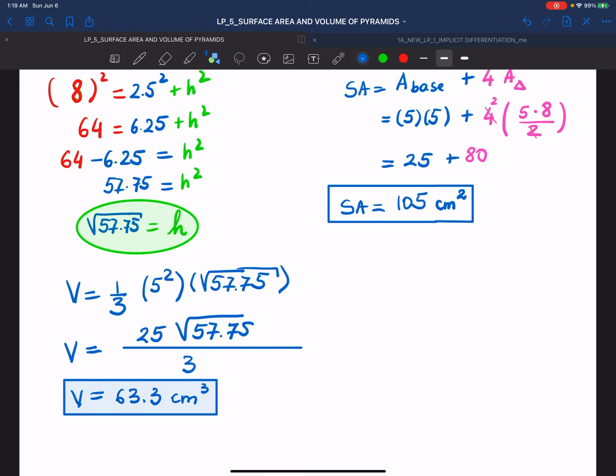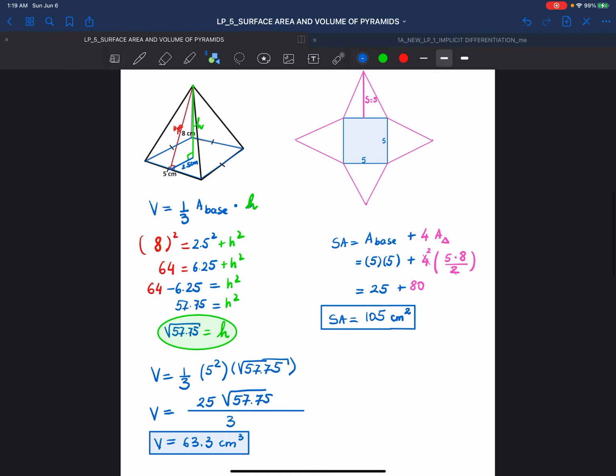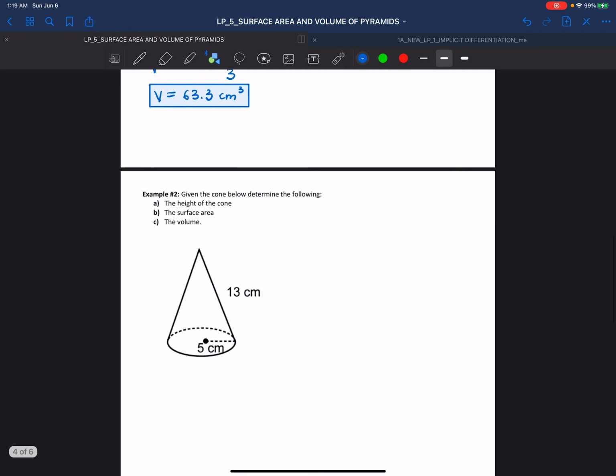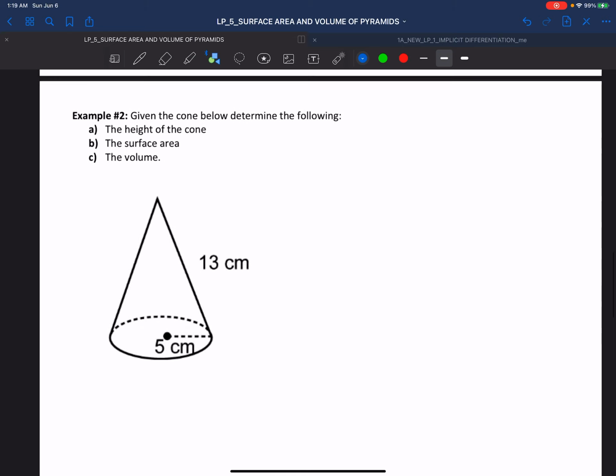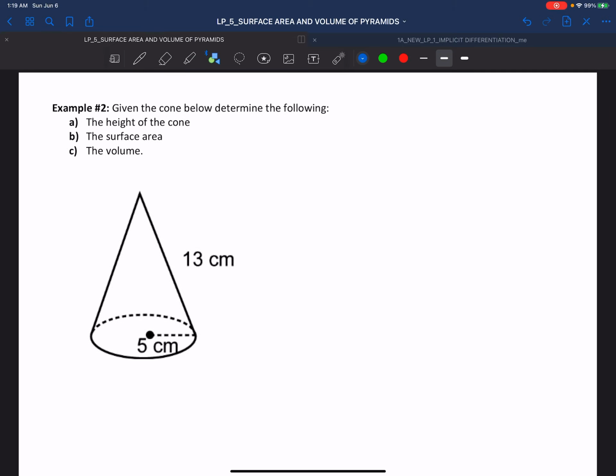Now we have one more example that I want us to look at. And I hope you have all the energy and the enthusiasm to listen to one more example. This time we are looking at a cone, and we are given this beautiful cone here. We have to find the height of the cone first, and then find the surface area and the volume.